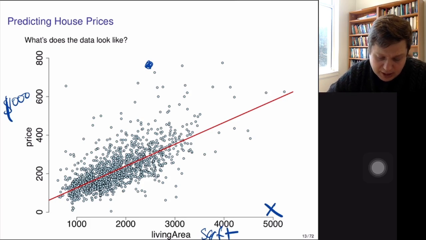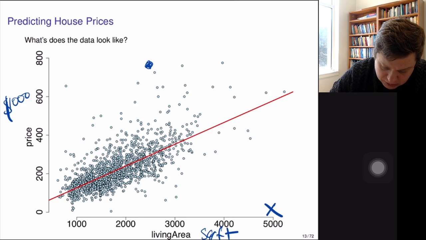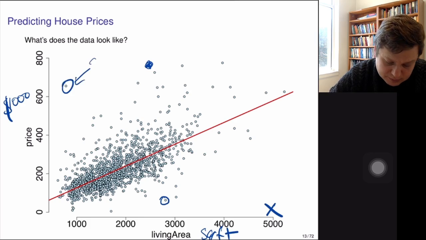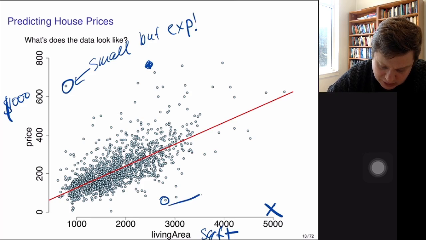And again, it looks like the linear relationship might be a good enough model for us to do the prediction. Of course, there are outliers. You see, for example, this house, or this one. Look at this one. This house is very small, so this is small but expensive. And this one is large but cheap.